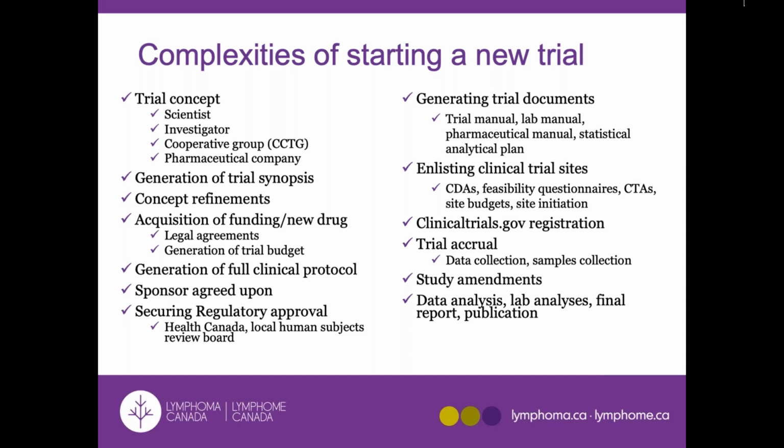In Canada, that's Health Canada, and Health Canada has stipulated, has made it essential that all trials that are conducted in Canada need to go through a human subject review board. So there's at least two different regulatory boards that need to approve this type of trial, a new trial. And then there's all sorts of other documents, trial manuals, lab manuals, pharmaceutical manuals, statistical analytical plan that need to be generated. Sometimes a trial can be done at one site, sometimes it needs multiple sites. If the disease is not that common, one has to then find other sites and enlist investigators and get them involved. There are legal aspects to this.